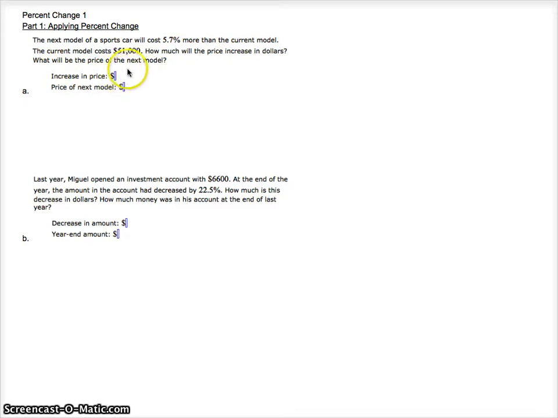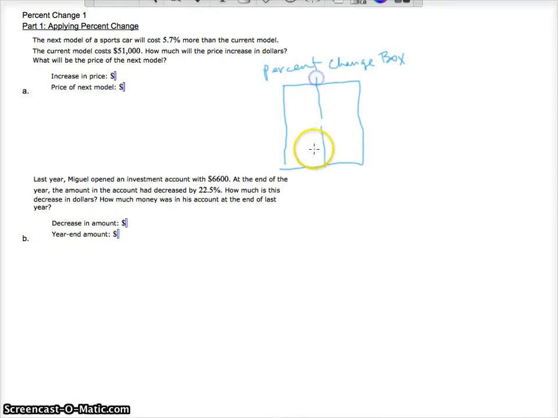In order to find this, we're going to set up our proportion. But we're also going to set up what's called the percent change box. This is another system that we're going to put in place that helps us set up a proportion to solve percent change problems specifically. This actually works in any situation that we do percent, but it mainly works when we do percent change. On the left side, we always have the percent, and on the right side, we always have the values.